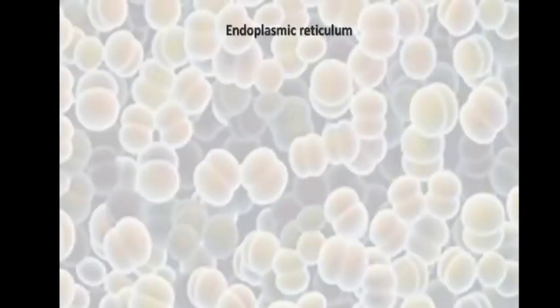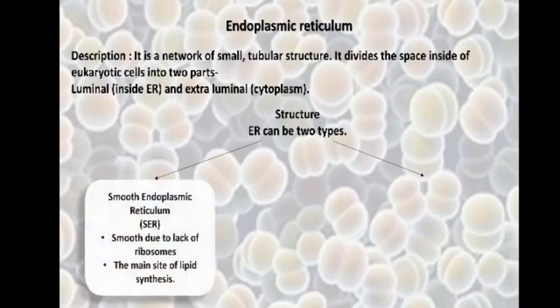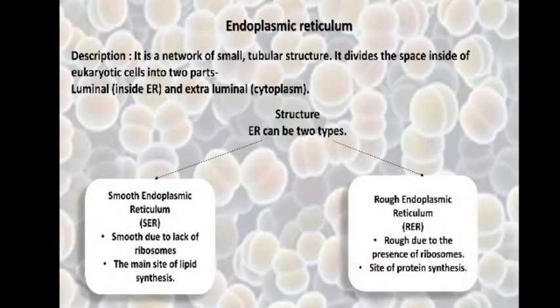Our next organelle is the endoplasmic reticulum. The endoplasmic reticulum is found in most eukaryotic cells and forms an interconnected network of flattened membrane enclosed sacs and tubular structures. The membranes of the endoplasmic reticulum are continuous with the nuclear membrane. The endoplasmic reticulum is made up of two subunits. One is rough endoplasmic reticulum and one is smooth endoplasmic reticulum or SER.